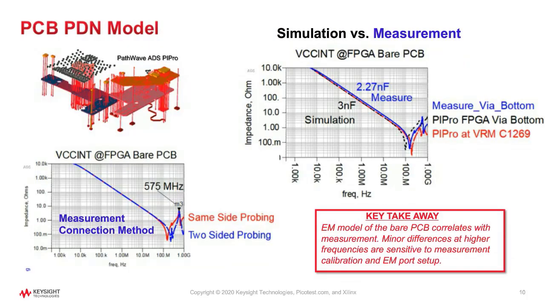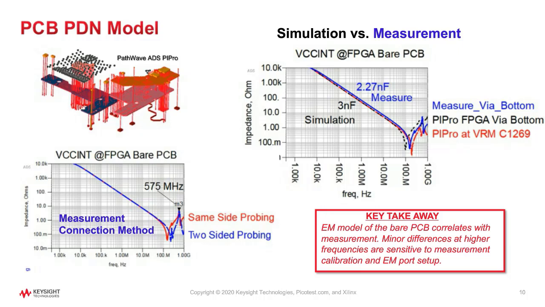The value of creating a PCB-EM model is that port placement is much more flexible than measurement locations. Places that would be very difficult or impossible to connect to with measurement can be a trivial port setup in a simulated model. PCB CAD data can be imported into a tool like PathWave ADS PI Pro, shown in the upper left, and simulated to create an S-parameter model of the VCC power rail.